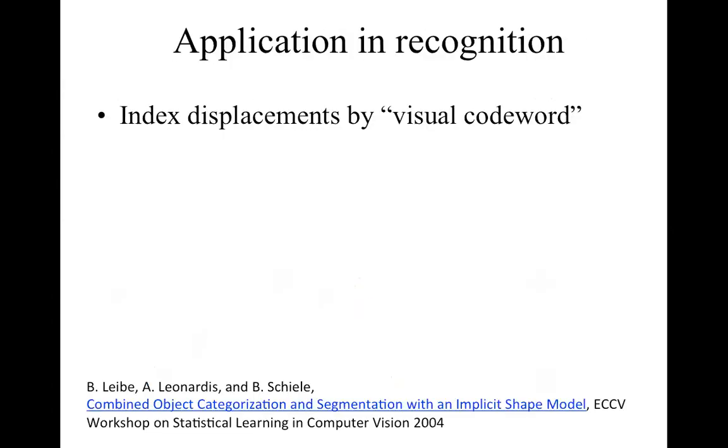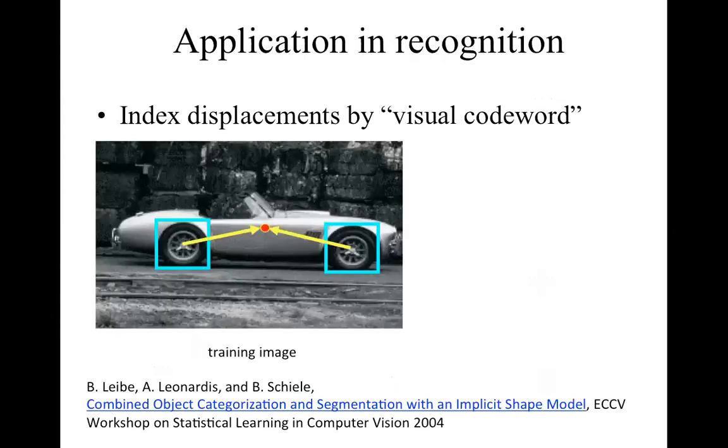Okay. Now, until now I presented the Hough transform applied to some synthetic images, but the Hough transform is not just some useless method. It's actually a method that is used in object recognition. Here you have a paper from 2004 where the idea of using the Hough transform in object recognition was used in the following sense.